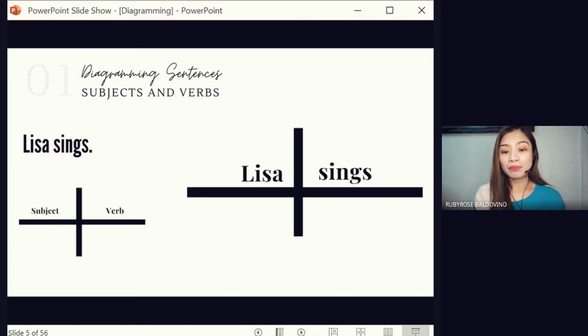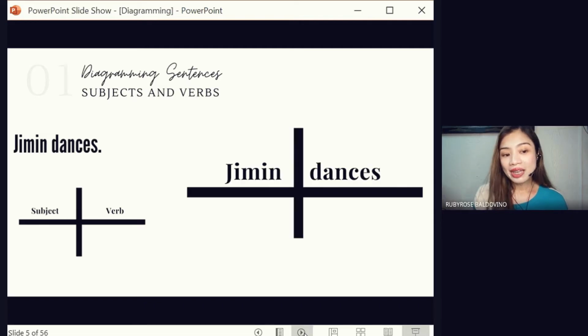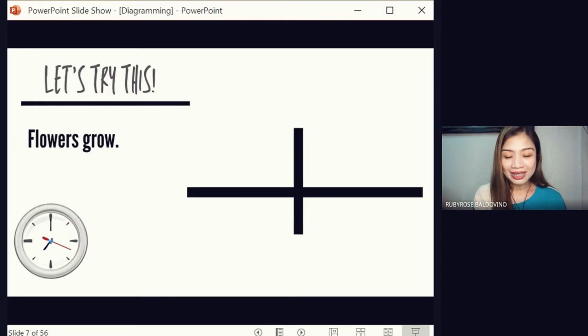So, for example, Lisa sings. That's our sentence. We have the subject Lisa and we place it on the left side, and we have the verb sings, which we place on the right side. So again, subject on the left, verb on the right. Another example is Gamin dances. Again, Gamin being the subject is placed on the left, and dances being the verb is placed on the right. Now let's try this.